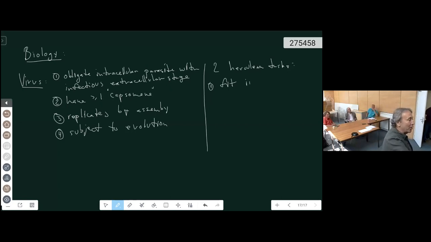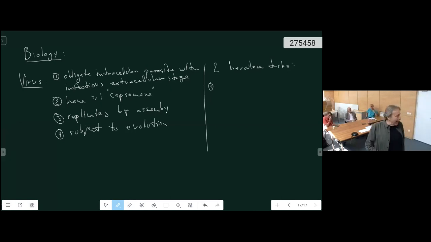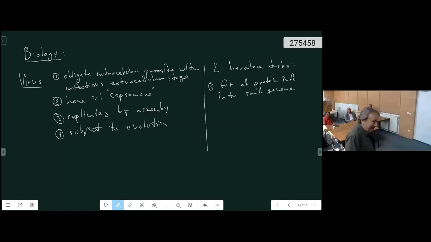We're back to business. So the two Herculean tasks are, first of all, to fit all the protein info into a small genome. But now I'm all nervous about bumping into the board since I don't know what I did, but okay. And second of all, throughout the life cycle, there's big brother watching. There's the immune system, both in the cell and outside the cell. And so they need to evade the host immune system, both inside the cell and outside the cell.